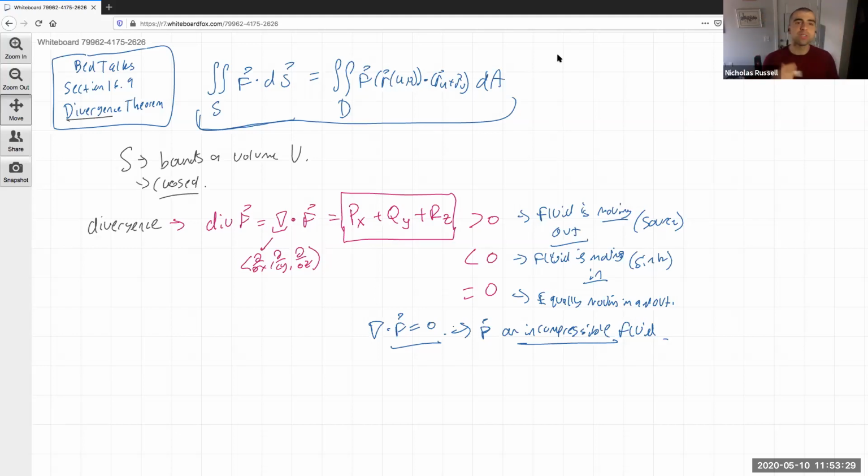Now, some things that are not incompressible, we call compressible fluids, where this is sometimes positive or sometimes negative. We actually have some other examples of this. For instance, ketchup, and actually blood is a compressible fluid. Air is sometimes compressible or incompressible depending on where you are, especially near a wing of an airplane, where it can be a compressible fluid.